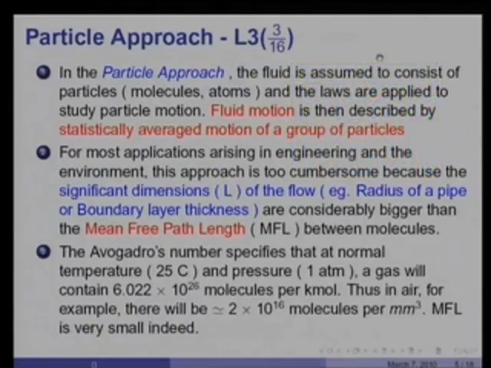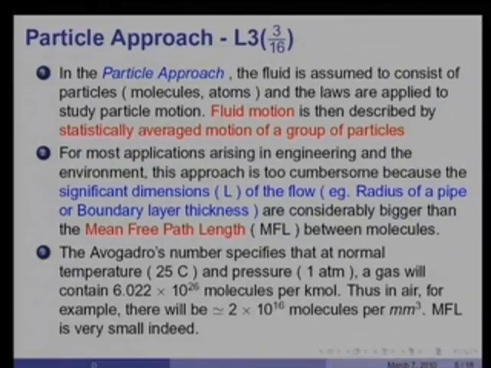In the particle approach, the fluid is assumed to consist of particles, molecules, atoms, and the laws are applied to study the motion of each particle. The fluid motion that we see and feel is then described by the statistically average motion of a group of particles. Very, very important: in this approach, the motion of each particle is studied, but the fluid motion that we speak of is described by the statistically average motion of a group of particles.